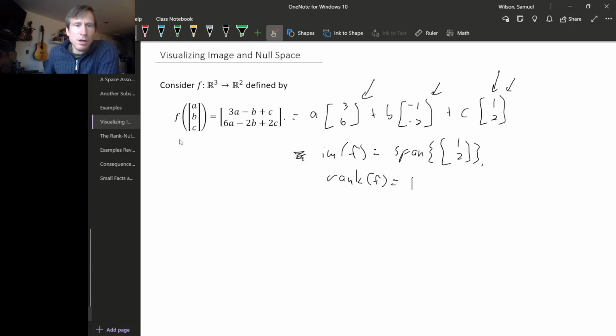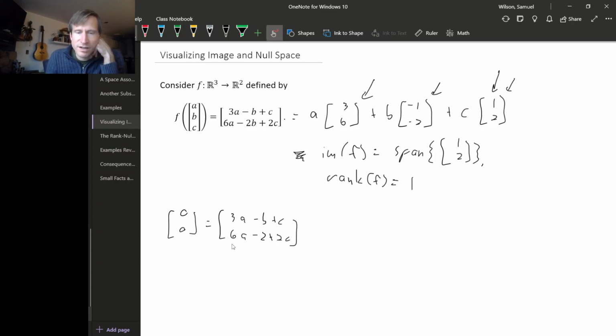Okay, so what about on the null space side? To know the null space of this, we have to set this equal to 0, in other words, set it equal to the 0 vector in R2. So 0 equals (3a minus b plus c, 6a minus 2b plus 2c). To solve this system of linear equations, this is really 3a minus b plus c equals 0, and 6a minus 2b, there should be a b here, plus 2c equals 0.